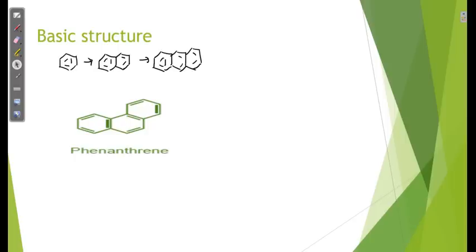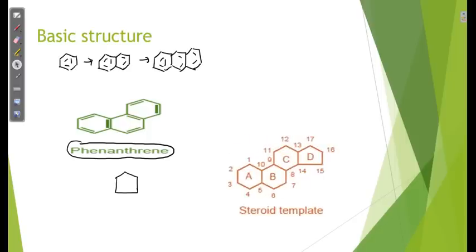This is also known as a cyclopentane, and saturated phenanthrene is known as perhydrophenanthrene. All the hydrogens are added instead of double bonds. So the basic structure of a steroid is a perhydrophenanthrene derivative. There are four rings: ring A, ring B, ring C, and ring D.